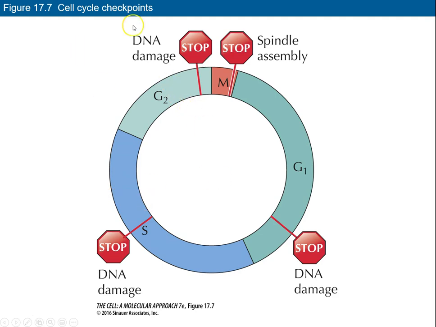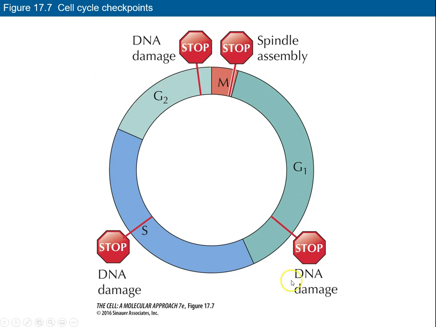So again, the start and the restriction point that we talked about here, think of that as being something different that's going to check for external signals like growth factors, like nutrient availability. We also mentioned another type of checkpoint like that in a different type of yeast, where it happens in G2. Again, checking for nutrient availability, okay?